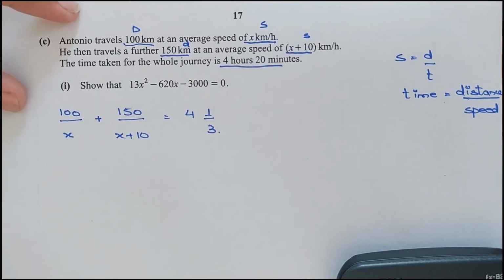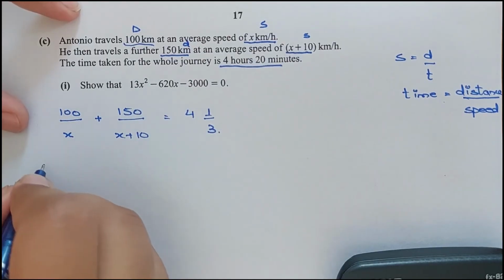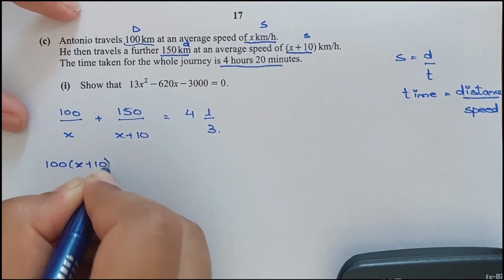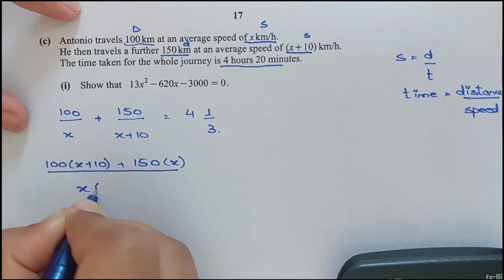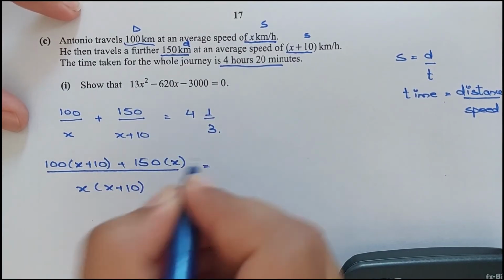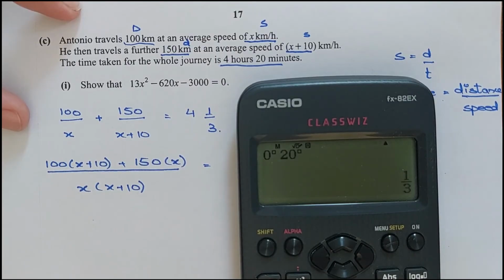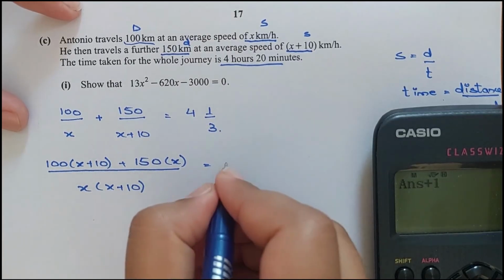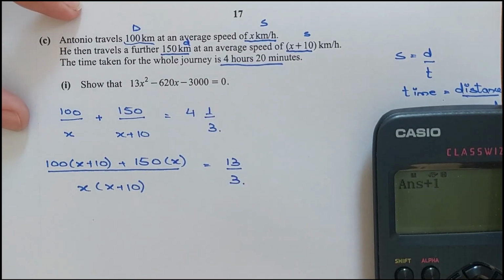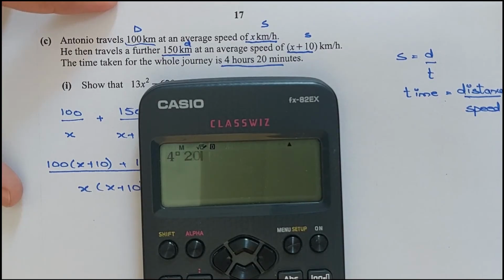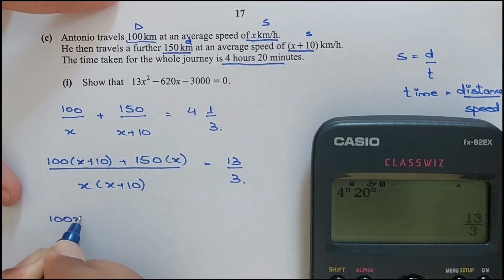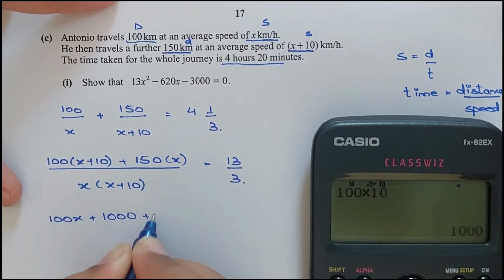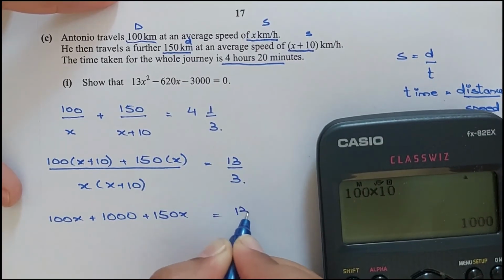Alright, now let me simplify, cross multiplication and make this quadratic expression. So 100 into x plus 10 plus 150 into x, divided by x into x plus 10, and this should be equal to 3 times 4 plus 1 is 13 out of 3. Or if this is hard for you, you can say 4 hours and 20 minutes are basically 13 over 3. Exactly the same. So 100x, 100 times 10 is 1000, plus 150x. This is equal to 13 over 3.